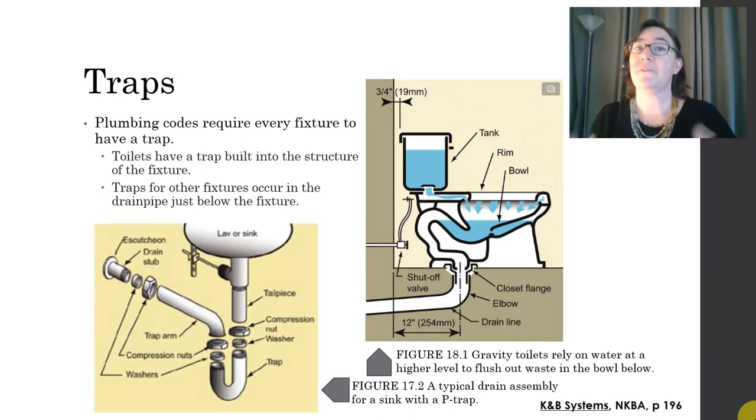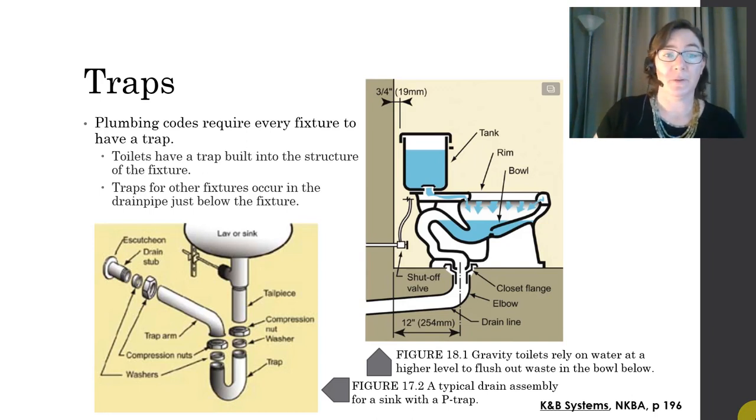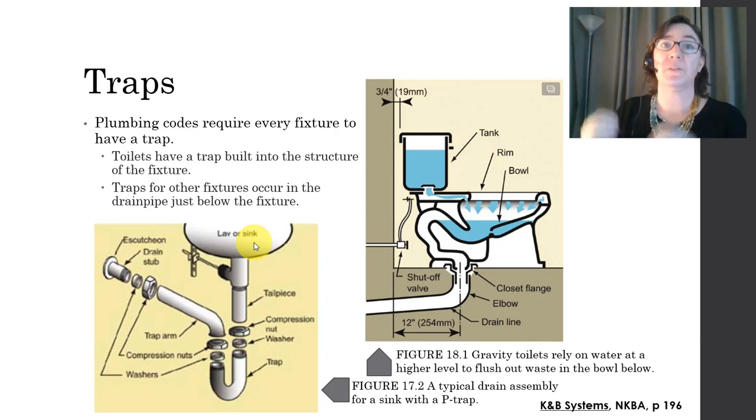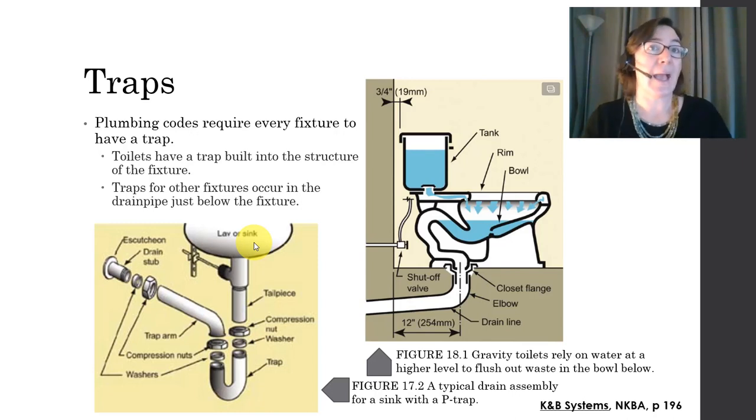Plumbing codes require every fixture to have a trap. So here's one in a sink right there, and they generally occur in the drain pipe just below the fixture. But wait a sec, what about toilets? It turns out that toilets have the trap incorporated into the fixture. So you don't need to provide an additional trap in the piping outside of the toilet fixture.